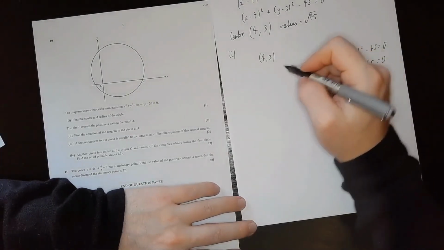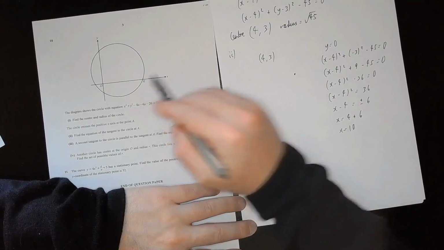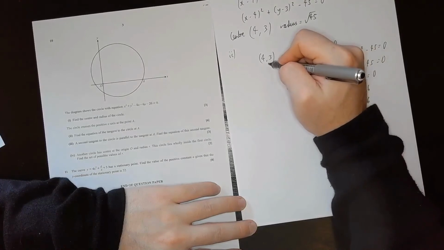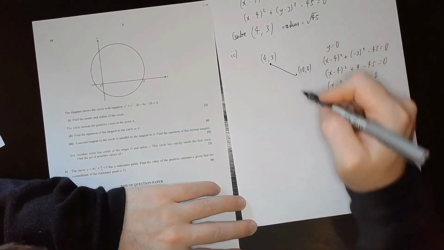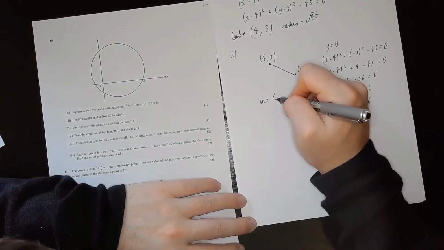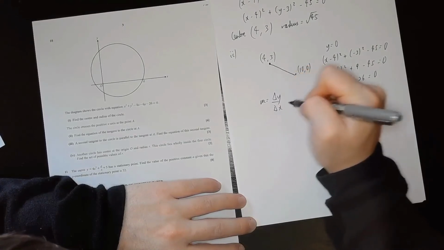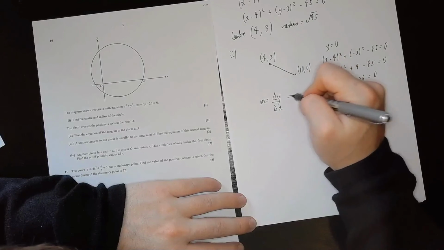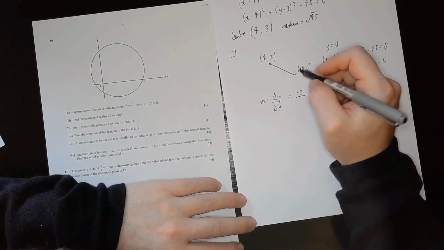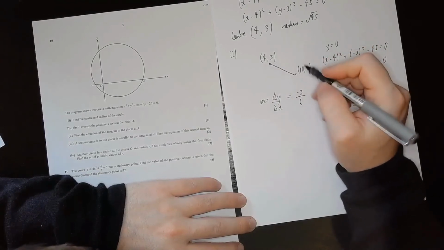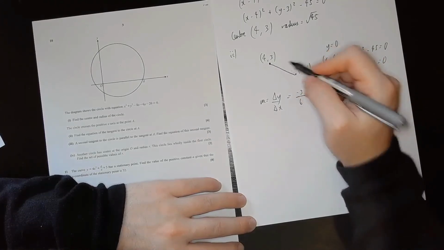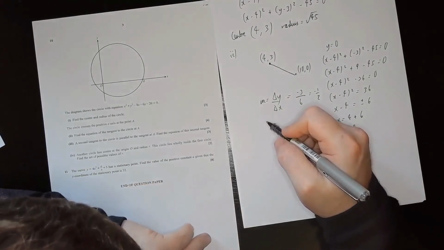So that point there has x value 10 and y value 0. So we can calculate the gradient. Change in y over change in x, or the rise divided by the run. So minus 3. 3 to 0 is minus 3. 4 to 10 is 6. Minus a half. So that's the gradient of that line.